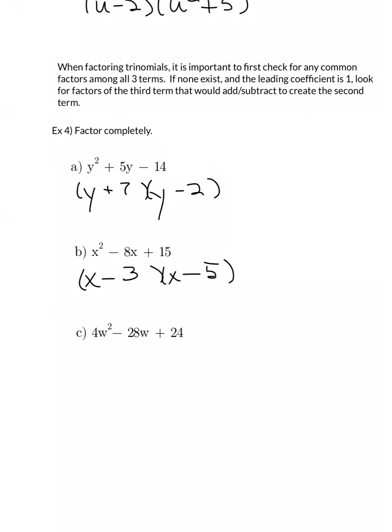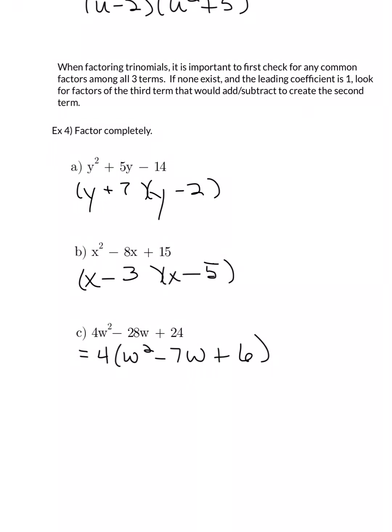On our next example, we have 4w squared minus 28w plus 24. Notice that we have a 4 out in front of that squared term. So check and see, does 4 go into all of those numbers? And it does. So the first thing we have to do is factor out that 4. If I take 4w squared divided by 4, I'm going to have w squared. If I take negative 28w divided by 4, I'm going to have negative 7w. And then if I take 24 divided by 4, I'm going to have 6.